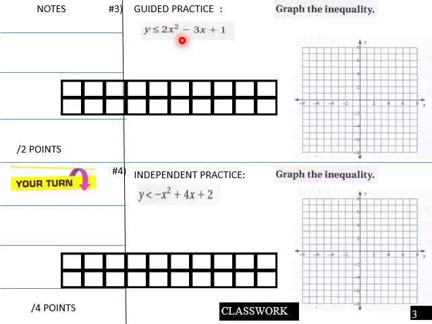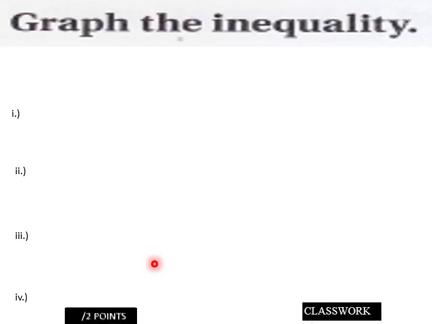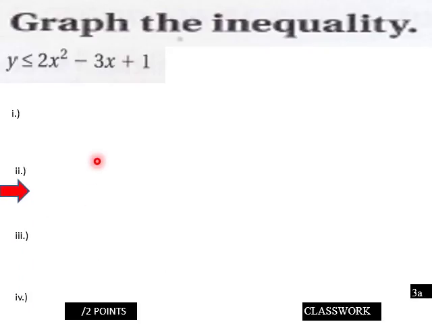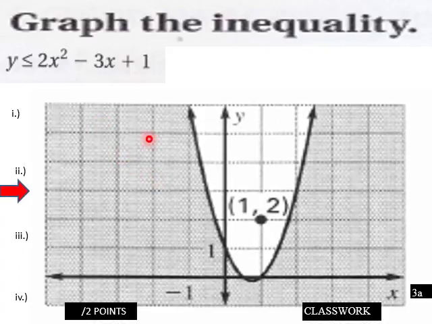Okay, so we have this situation here, y is less than or equal to 2x squared minus 3x plus 1. So we want to graph this inequality. Here is a table to plug in your values if you're going to do it by hand. Students, this is your quadratic down here to graph, and use that if you're going to graph by hand. There's our quadratic, and here's our parabola here.